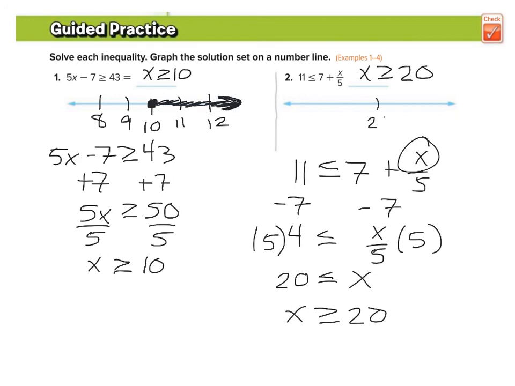And then I'm going to have 20 here, 21, 22, 19, 18, 17. And then I'm going to shade in a circle at 20 because it's or equal to. And x is greater than or equal to 20, so I'm going to shade this way. Notice that I put the variable on the left. It helps me make sense of my graph better.